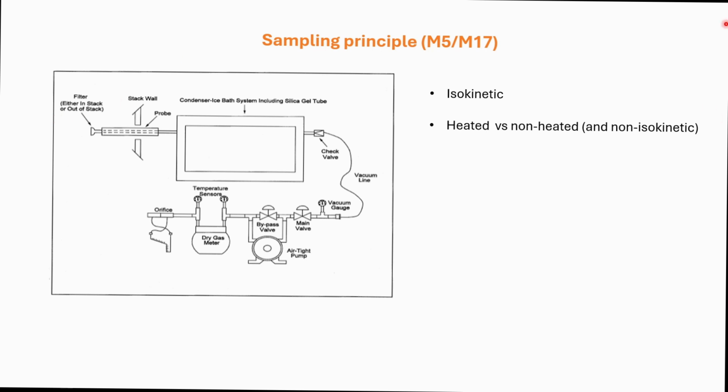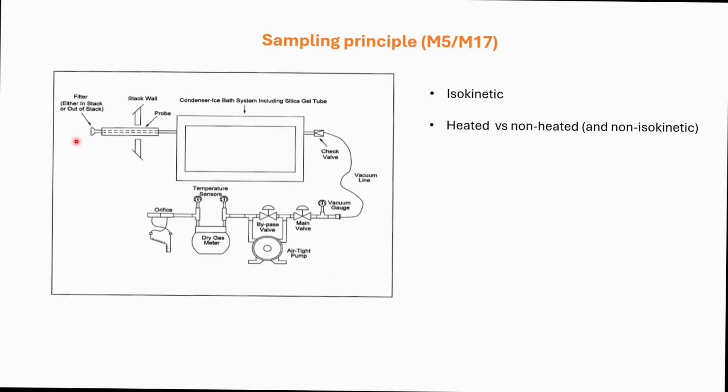Then you don't have to go isokinetically, and you can use a non-heated line if your ambient conditions are above the dew point of your stack and there are no droplets in your gas phase, which means there will be no condensation in this line, even if you cool it down to ambient conditions. In that case you don't have to worry about using a heated probe.